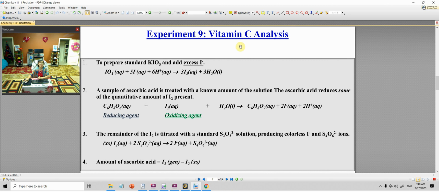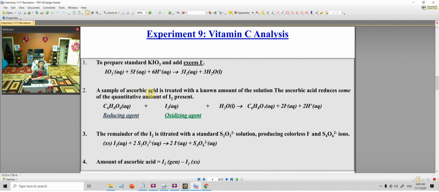About our experiment in this study, it involves four key steps. Number one, you are going to prepare a standard solution, potassium iodide, and you add excess iodide in the acidic solution. You are going to produce iodine, I2, and water. This is your first important equation.